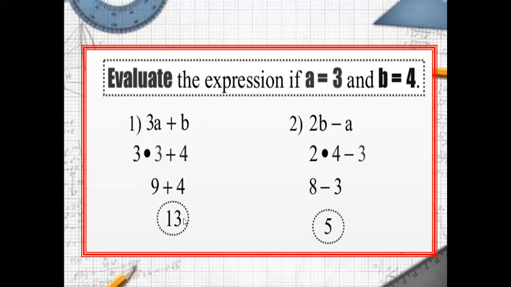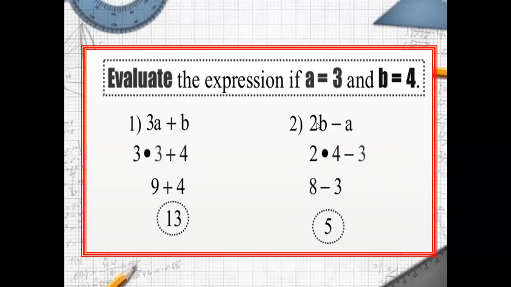Now, if you do not follow the order of operations, just see. If you add them, 3 plus 4 is 7. So 3 multiplied by 7 is 21, which means your answer is incorrect. It's going to give you a wrong answer if you do not follow the order of operations. Let's look at another example.